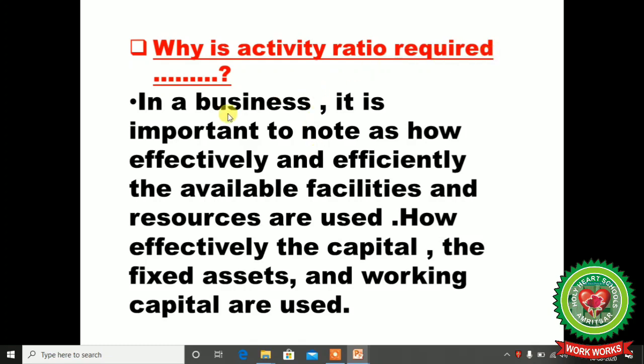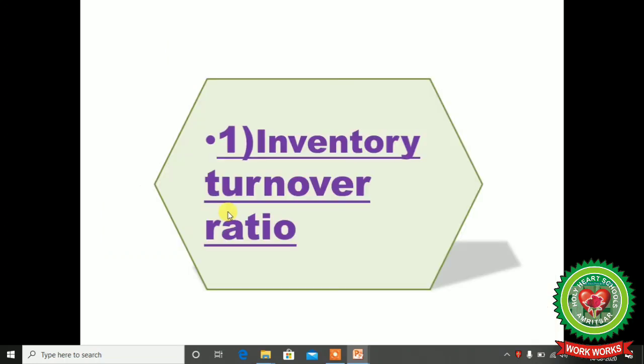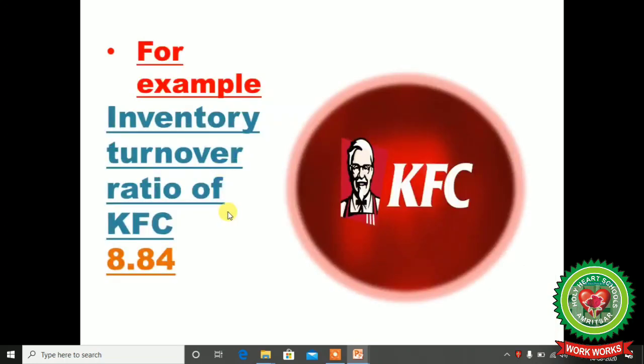Why is the activity ratio required? In a business, it is important to know how effectively and efficiently the available facilities and resources are used, how effectively the capital, the fixed assets, and working capital are used. If you want to know about these things, which ratio is required? Activity ratio.